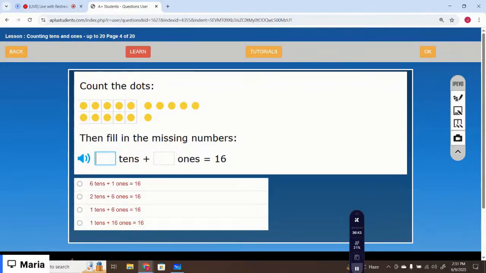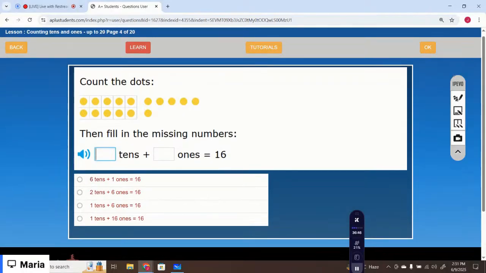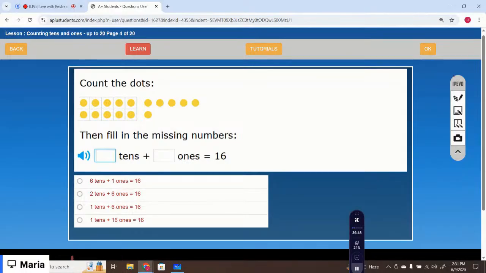Count the dots. So we have a frame of 10 dots and 6 dots, right? So that means we have 1 ten and 6 ones. The correct option is: we have 1 ten and 6 ones. Option number 3 is the correct option.